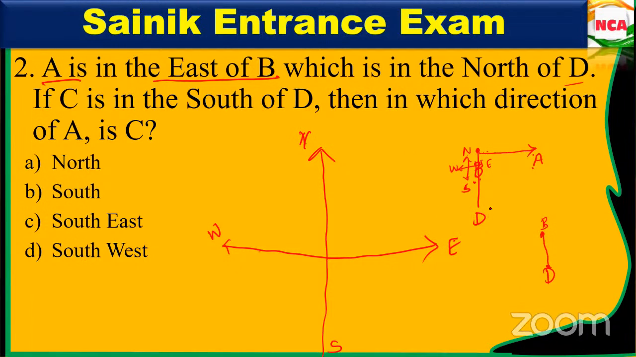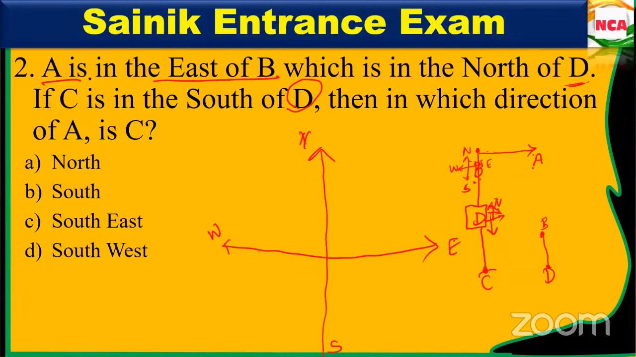Okay. So with respect to D, north is upwards, right? With respect to D, you want to watch this. Then if C is in the south of D, just now you're keeping D as a point. Where is south of D? South, so downwards, right? Yes, ma'am. Yes, downwards. So you can write C here, right?